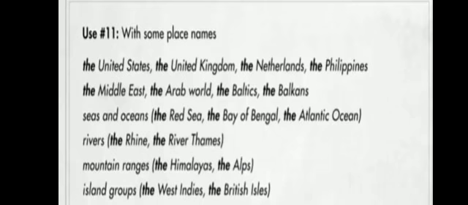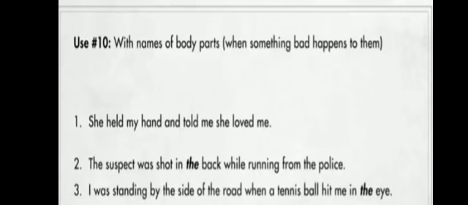Okay, come on to the use number 10. Now students, as far as use number 10 is concerned, you are supposed to make use of the definite article the with names of body parts. But you are supposed to employ this the whenever something bad happens to them. Normally, whenever you talk about your body organs or body parts, you are not going to make use of the word the with them unless something bad happens to them.